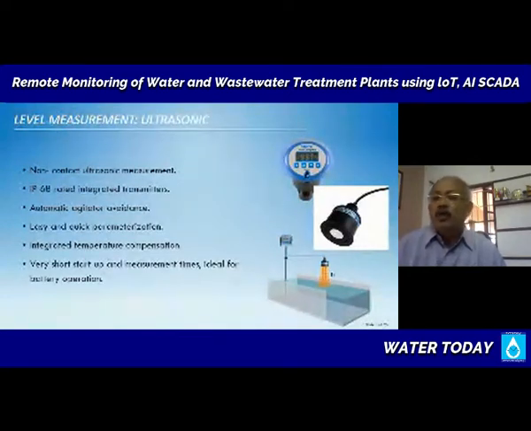Now, where do you have to measure level? Normally in pumping systems, intake of a water treatment plant, or below ground or overhead storage reservoirs. It's very important to monitor the actual water level for two reasons. One is you need to make sure that you are utilizing the available storage space.